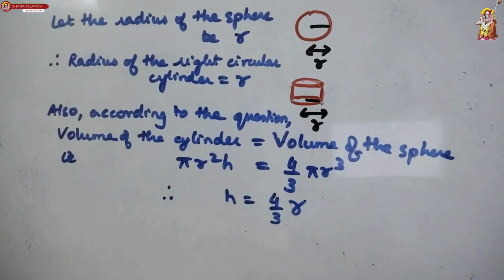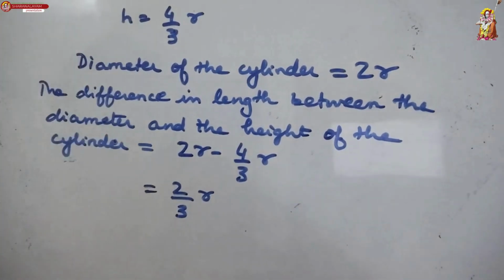Also according to the question, the volume of the cylinder is equal to the volume of the sphere, which means pi r square h will be equal to 4 upon 3 pi r cube. So h will be equal to 4 upon 3 r. Now h is equal to 4 upon 3 r. The diameter of the cylinder is 2 r. So the difference in length between the diameter and the height of the cylinder is 2 r minus 4 upon 3 r, which is equal to 2 by 3 r.